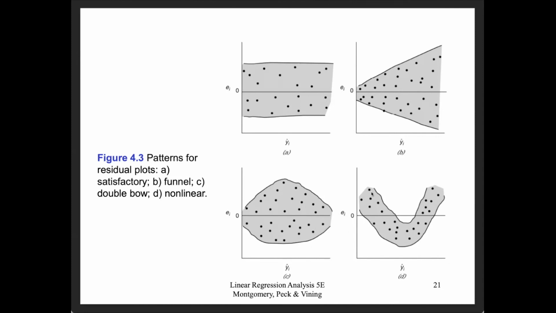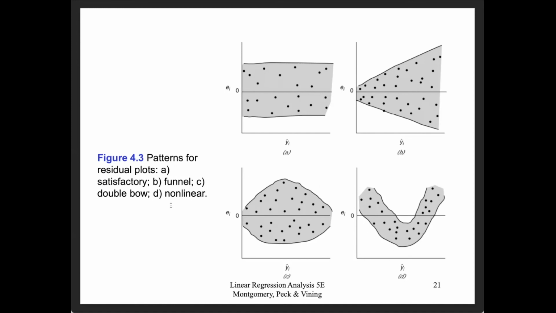And then finally, if we look at plot D, this would indicate that there is a variable that needs to be included in the model, and in particular, a quadratic term of one of the variables. Because it's not included in the model, that quadratic relationship is not being accounted for, and since it's not being accounted for, it's showing up in the residuals.